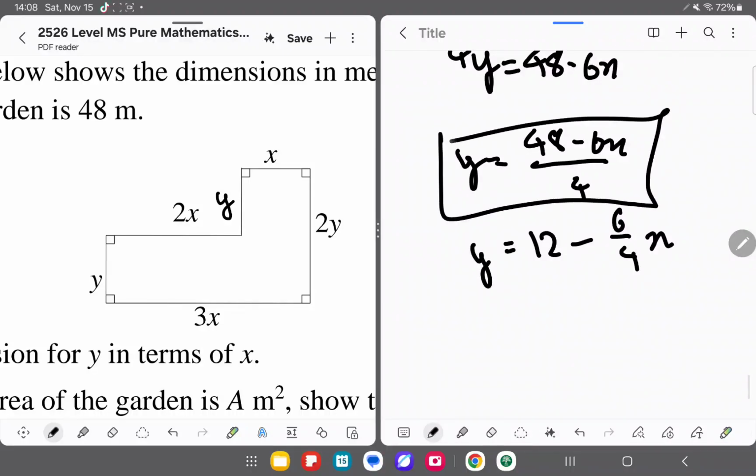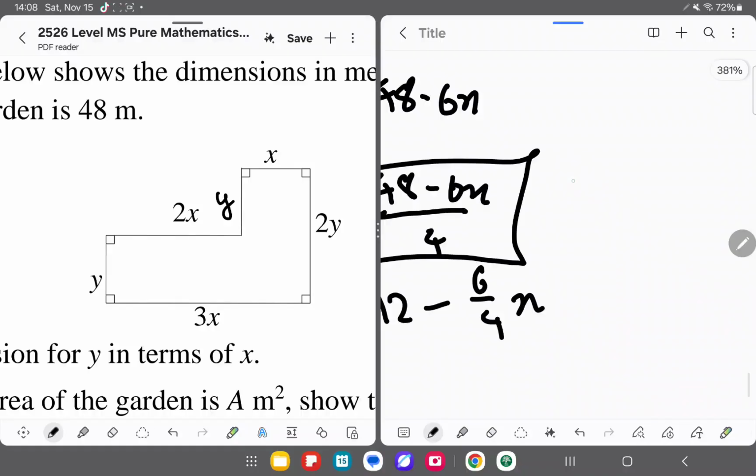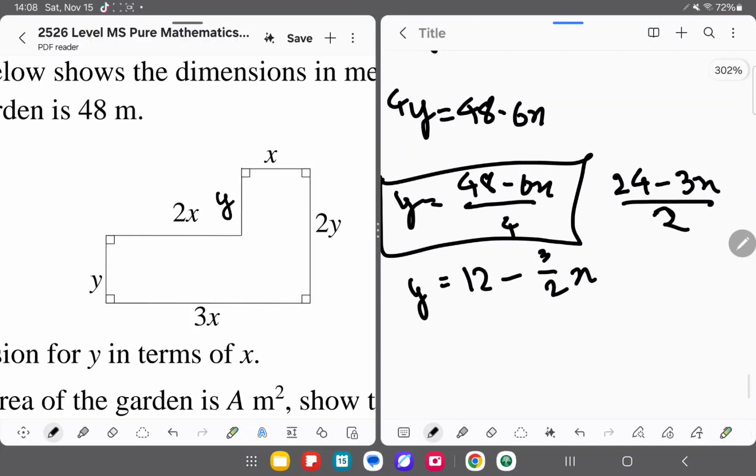But if you want, you can keep it as is, or you might even want to just simplify it by 2 by just doing 24 minus 3x over 2. That also works. And this too also works. I'd prefer this one.